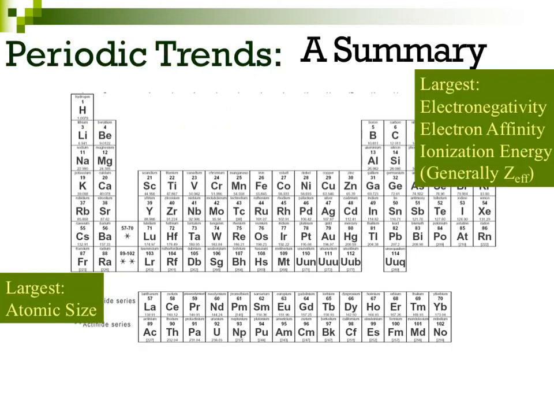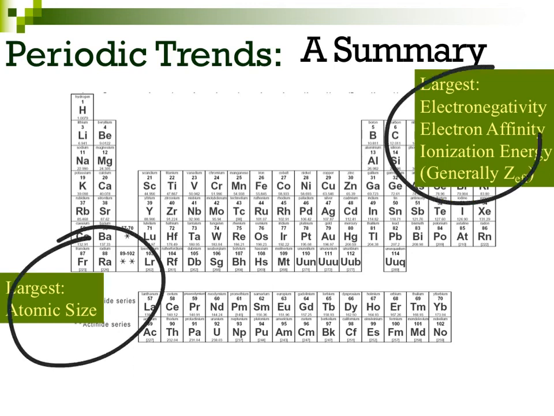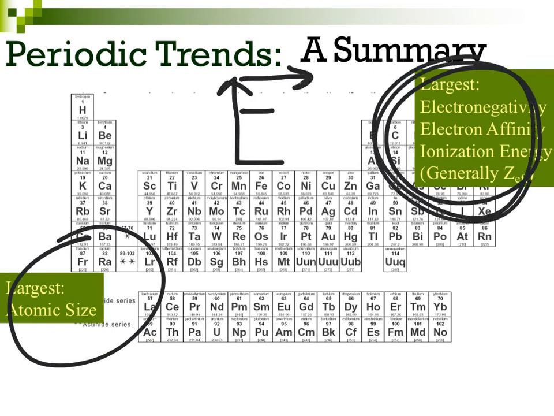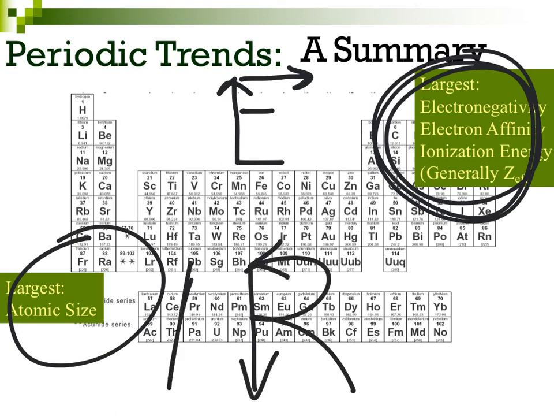So here's the summary of all the trends. If you look over here on the bottom, those are just going to be atomic size getting larger that way. And then electronegativity, electron affinity, ionization energies, those are all going to be increasing. Now, an easy way that I taught myself to remember this is if I draw an E like this, and I draw an E with arrows like this, all the ones that have E's are going to go up and to the right. Whereas for atomic size, which is really radius, the radius goes like this. So for atomic radius or for ionic radius, they're going to increase to the left and down. And so maybe that'll help you guys, I hope.